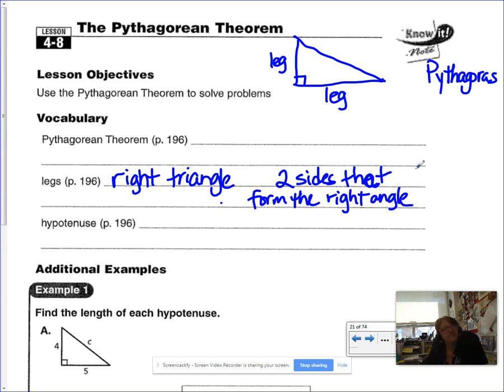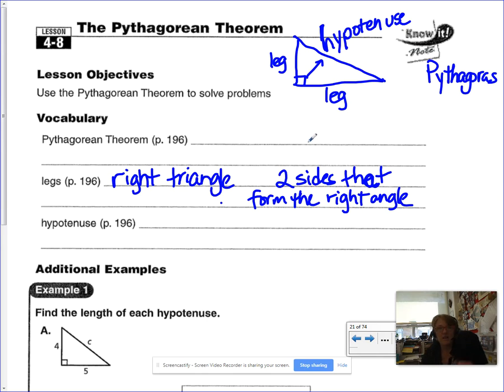Okay, let's see. Then we have this other side, okay? This is the one that's across from the 90-degree angle. And this has a delightful name. I can't spell. Hypotenuse, hypotenuse. That's called the hypotenuse.